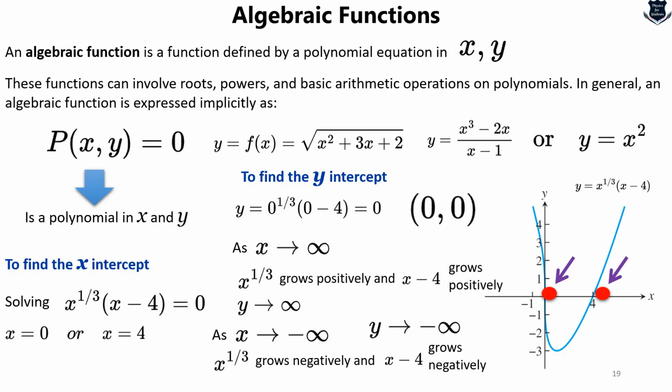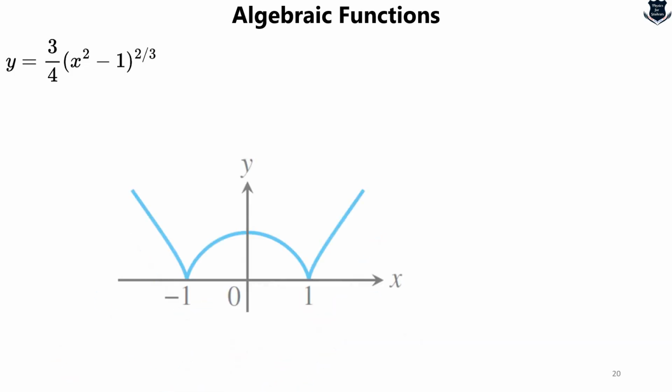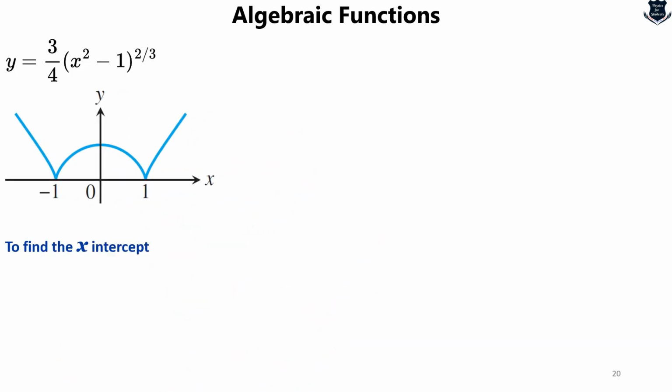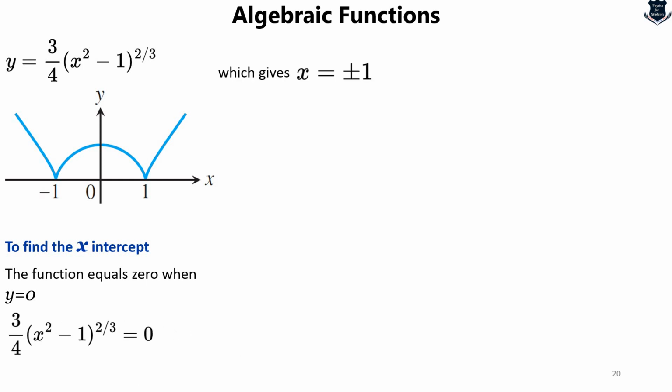So let us see another example of an algebraic function, how it looks like. You will be clear. So with this we get a graph like this, and you can already see that to find the intercept we take y equals 0, and we get this value which gives x equals plus minus 1. So here the x-intercepts are (-1, 0) and (1, 0).